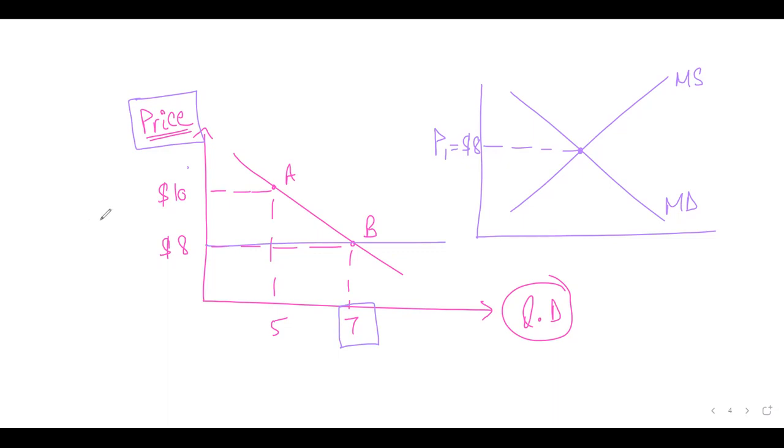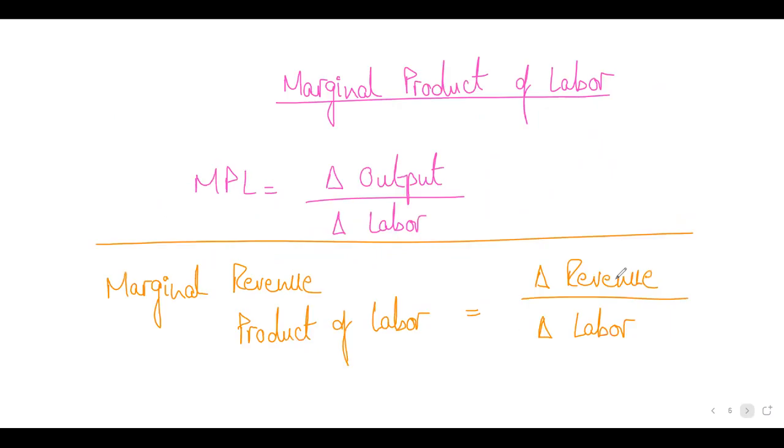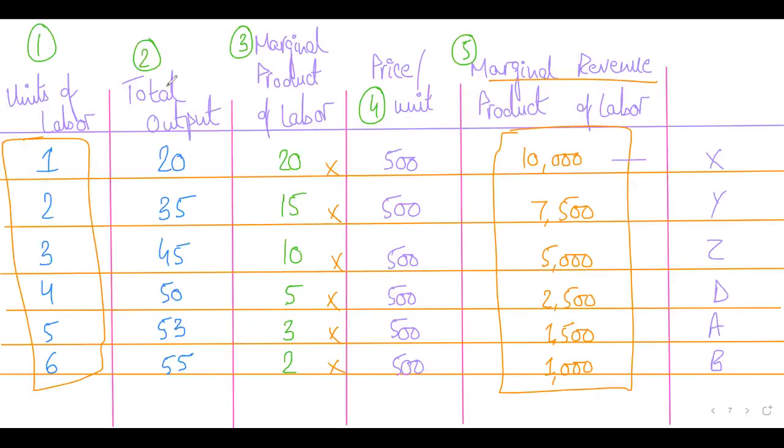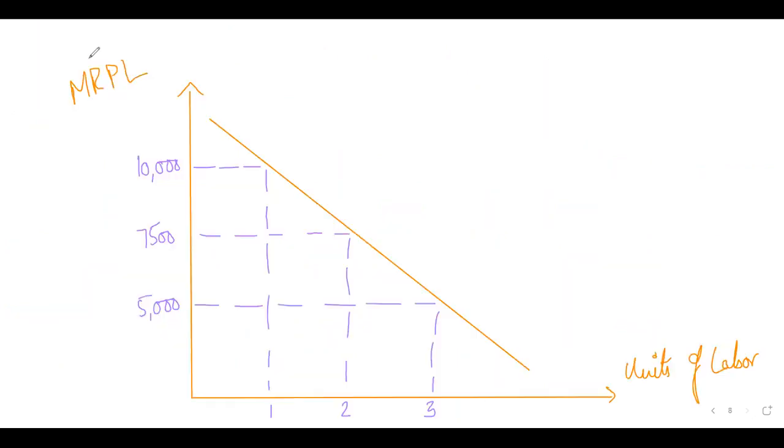Are you getting me? So similarly, when we are looking at the labor demand curve for one firm, that shows how much quantity of labor a firm would be willing to hire at different wage rates. So that could not exceed the revenue that each person is generating for the firm.